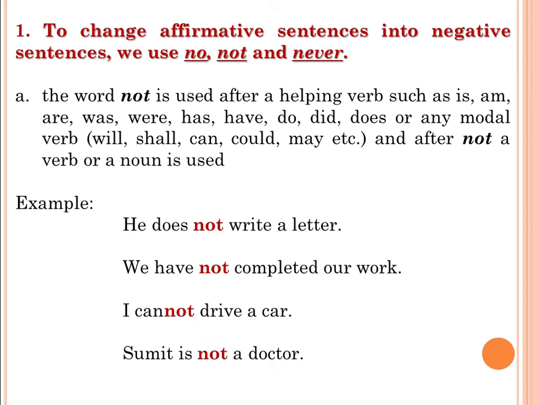Our next sentence is Sumit is not a doctor. As we have seen, after the word not we can use either a verb or a noun. So we can see here Sumit is not a doctor. Here no action is shown in the sentence, but information is given about the subject Sumit, and that is that he is not a doctor.